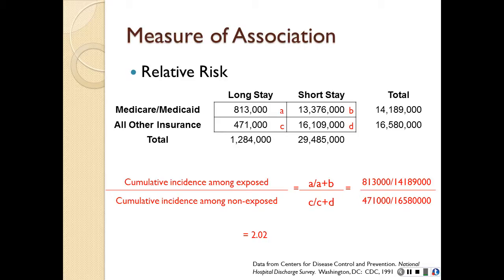There we go. Obviously, you could rearrange the numbers and figure it out, but if you want to just remember these, you can just set your table up where you have your outcome and your exposure. So, in this particular study, we've done a cohort study where we were examining our exposure, whether or not you had Medicare or Medicaid versus all other insurance, and if that led to a long stay or a short length of stay in the hospital.